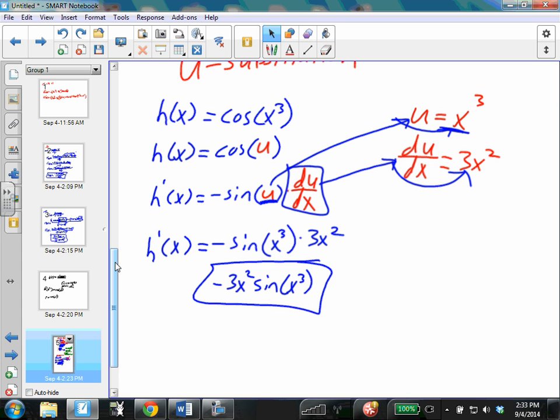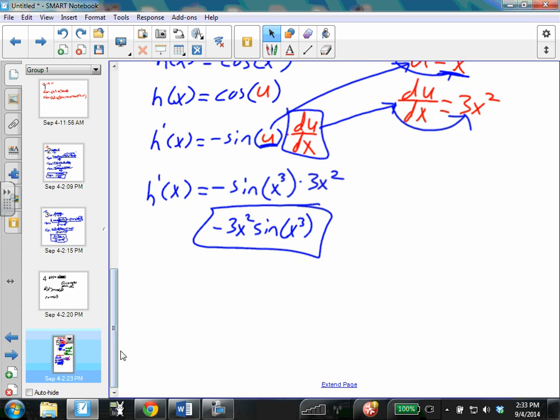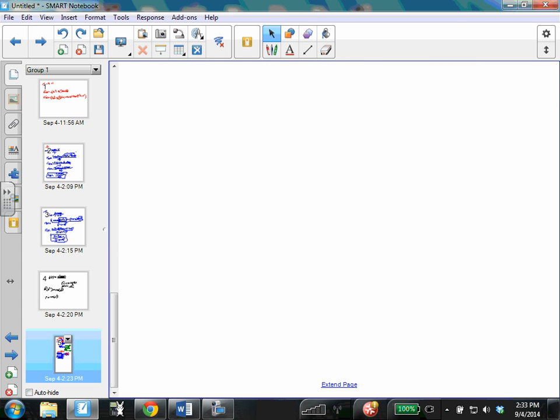Okay, so here's another important concept behind the chain rule. What I'm really doing is, if I have y equals some function, let me just call this one.